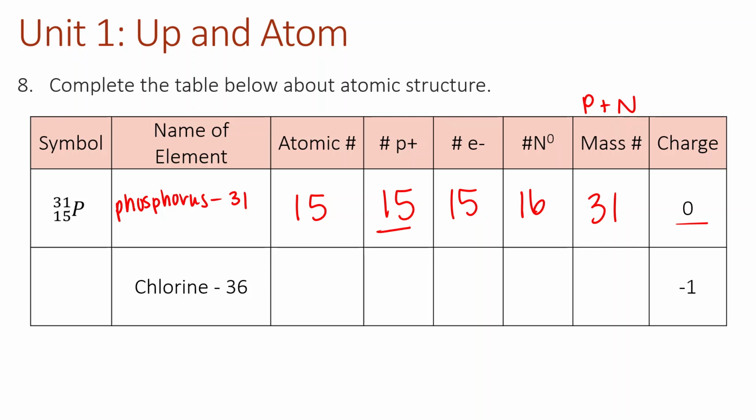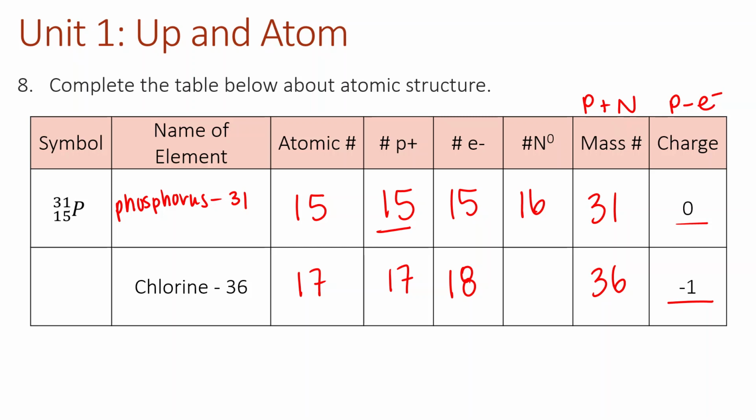In the next one, we have chlorine-36. So my mass number here is 36. The atomic number for chlorine is going to be 17, which means 17 protons. Since the charge here is -1, I know that I have one more electron than proton. So my charge is really going to be my protons minus my electrons.